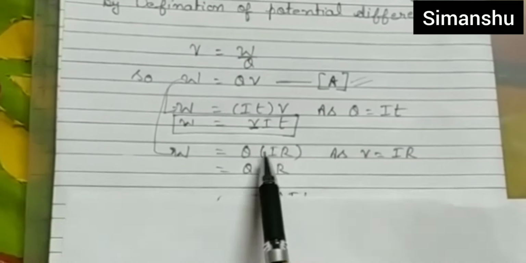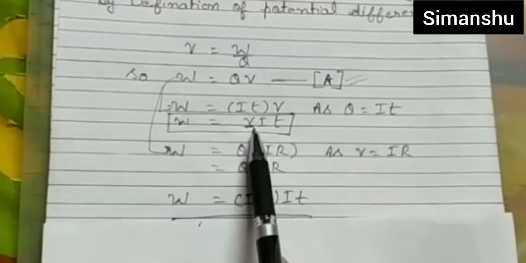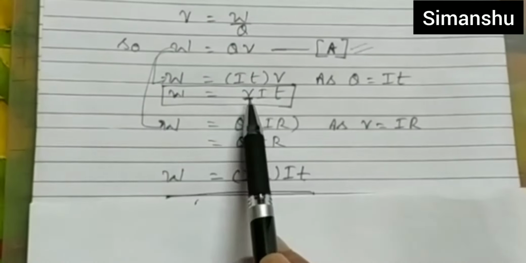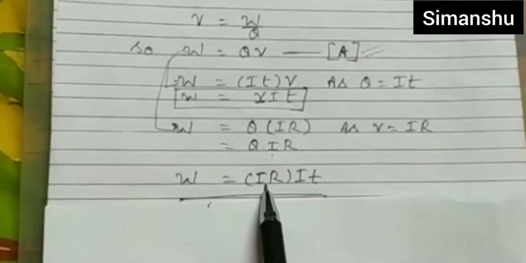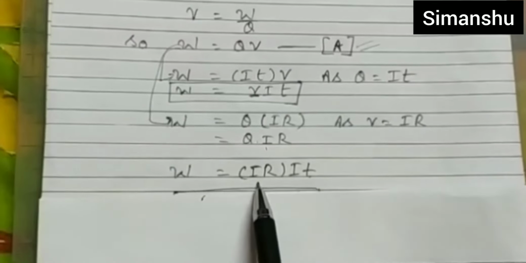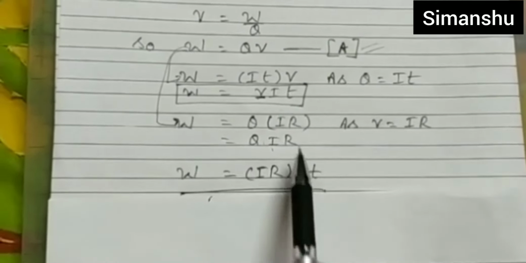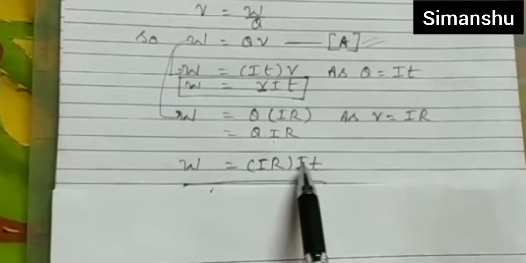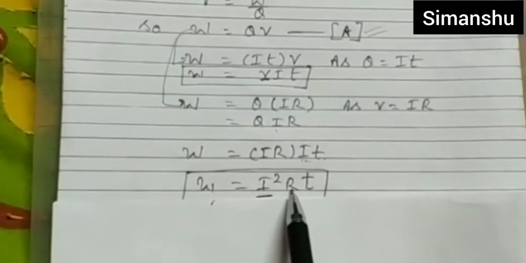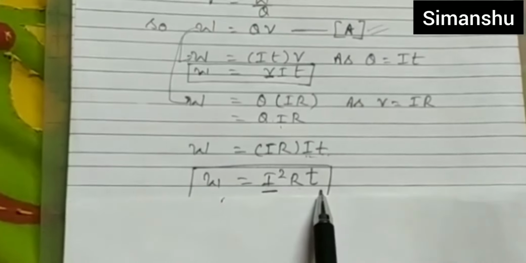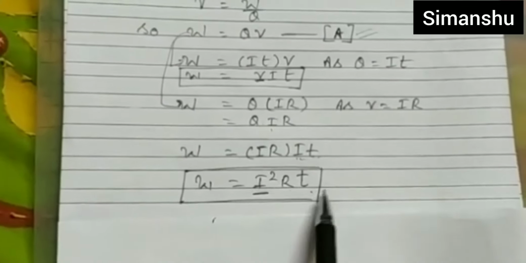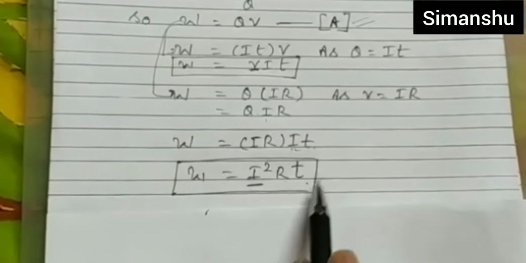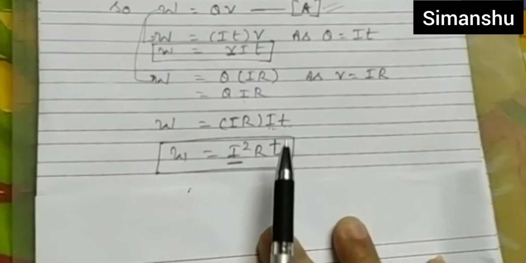Further, as I already told, we can put the value of V, that is I into R, in W is equal to V into I into T. The remaining thing is the same, I into T. On multiplying, it became I square R T. So this is your third expression to calculate electrical energy.